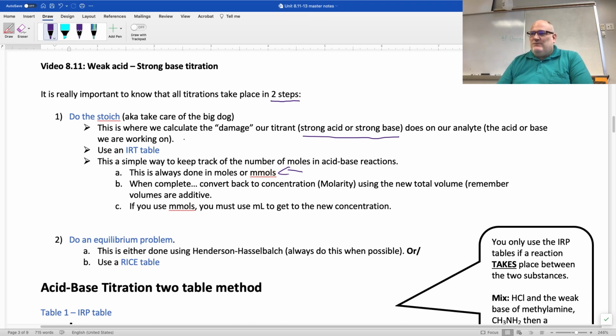And whenever we get done with this first step, do the stoichiometry, or taking care of the big dog, we must then convert back into concentration. And when we do concentration, we've got to account for the fact that we've poured two things together, so our new volume will impact our molarity. The second part of our titrations is always doing an equilibrium problem. Now, whenever we possibly can, we will use the Henderson-Hasselbalch equation. And you'll see how that applies now. Only when we can't will we use a RICE table.